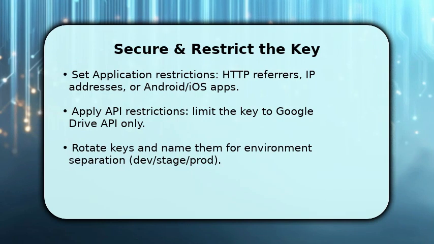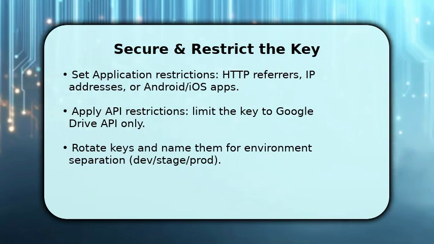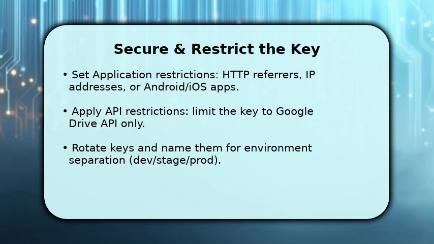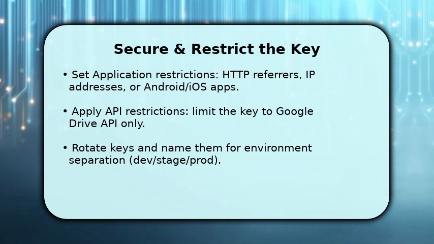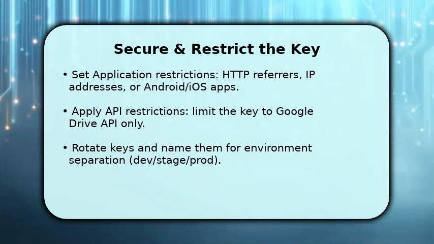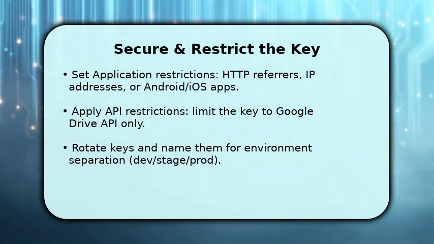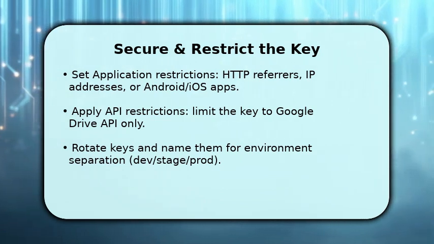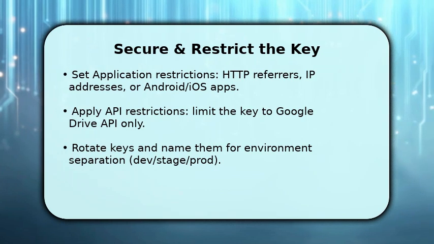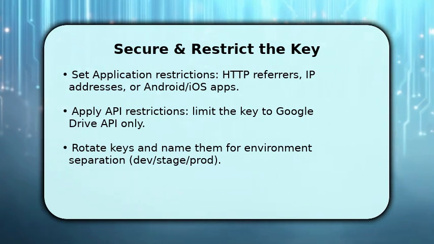Once you have the raw key, make security your priority. Open the key settings and apply application restrictions. For web apps, use HTTP referrers. For servers, lock to IP addresses. For mobile, use package name plus certificate. Then add API restrictions and select only the Google Drive API so the key cannot be used for other services.